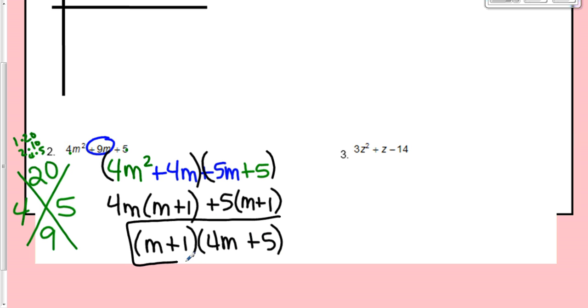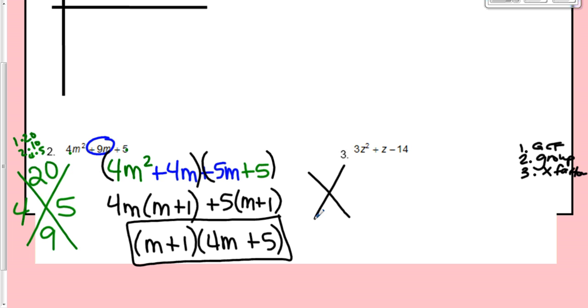That is my final answer, okay? Let's try another one here on 3. So again, I'm still going to check all the things before. Is there a GCF? You're still going to check that every time, and there is not. Two, can I group it as it is? And I cannot. 3 is the x factor, which is what we're going to use now.